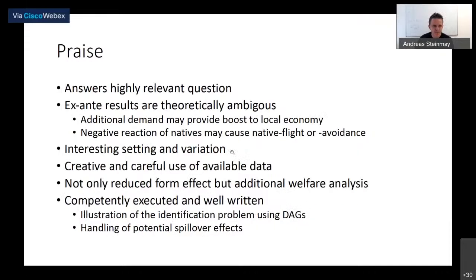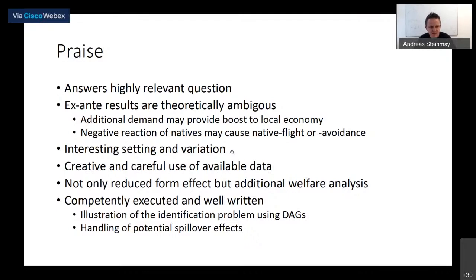So let me start with what I like about the paper, and there is really a lot to like about the paper. First, it answers a highly policy relevant question. It's a question where the results are ex ante not really clear. So you could think that additional demand that occurs due to opening of these refugee centers might also provide a boost to the local economy. But then, as the paper finally shows, there could also be these negative reactions by natives, and that may cause native flight and native avoidance, which might have negative local economic effects.